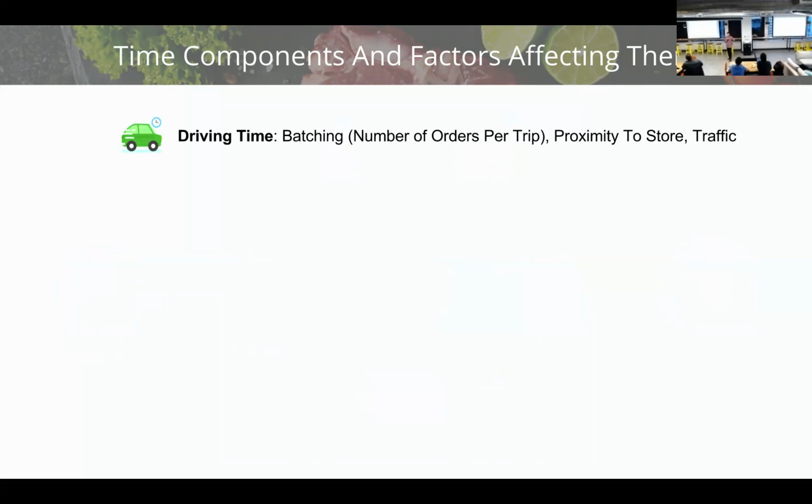The first one is driving time. This is the time taken for the shopper or the driver to get to the store from wherever this person is. And the factors that influence driving time are batching. If we have more orders in one trip, the time spent for that trip or batch gets amortized over each of these orders. So the more we batch, the less time we spend per delivery, and that directly affects our efficiency. Of course, it also depends on how close the driver is to the store and traffic conditions.